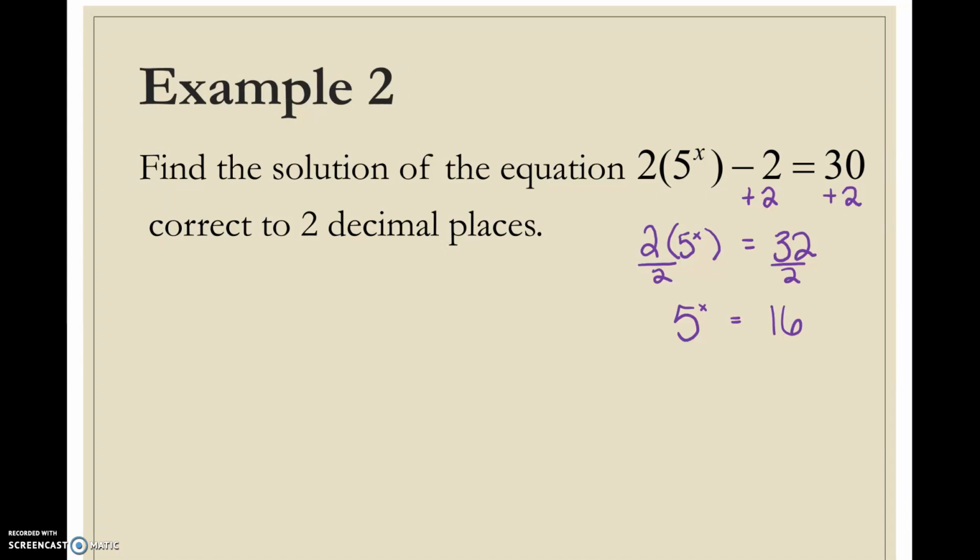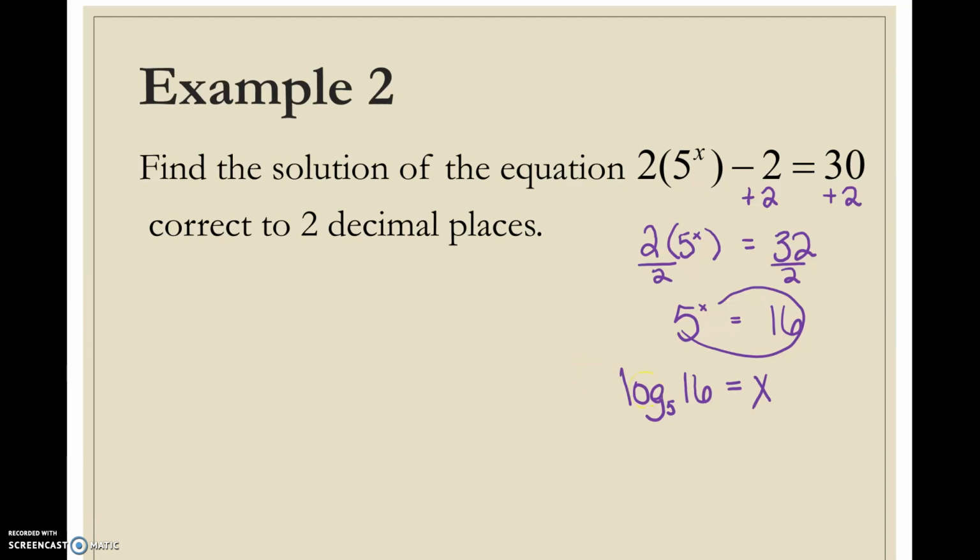We're now stuck. X is stuck in the exponent. Before logs, we'd have to guess. 5 squared is 25, so it can't be 2. It has to be something less than 2. We'd have to keep guessing until we figured it out. But now that we have logs, we can change forms. Woo! Remember, you start by writing log. 5 is the number you start with. That's the little number that goes in the base. The next number you write is 16 equals x. Log base 5 of 16.